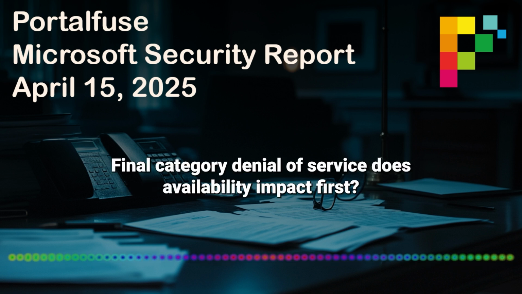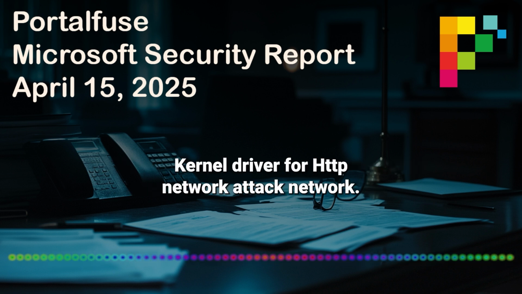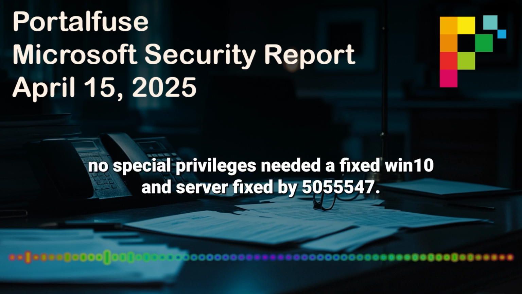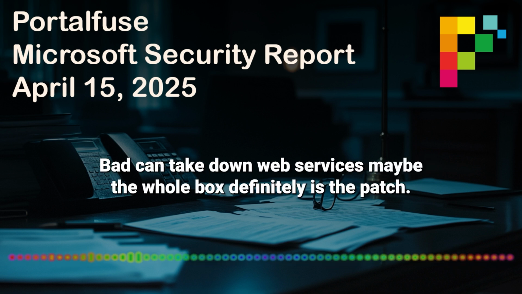Okay, final category. Denial of service, DoS. Availability impact. First, CVE-2025-27473. HTTP.sys, uncontrolled resource consumption. HTTP.sys kernel driver for HTTP. Network attack, no user interaction, no special privileges needed. Affects Win10 and server. Fixed by 5055547. Yeah, unauthenticated remote DoS against HTTP.sys is bad. Can take down web services, maybe the whole box. Definitely need the patch. Yeah.